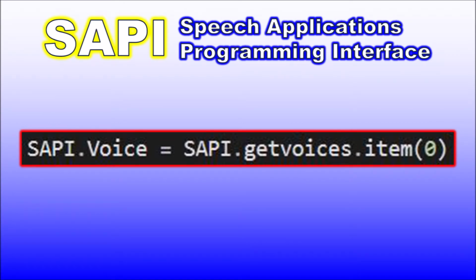This is done easily with one line of code. SAPI.voice equals SAPI.getVoices.item, brackets, then a number, where the number is the PC array reference for the voice.